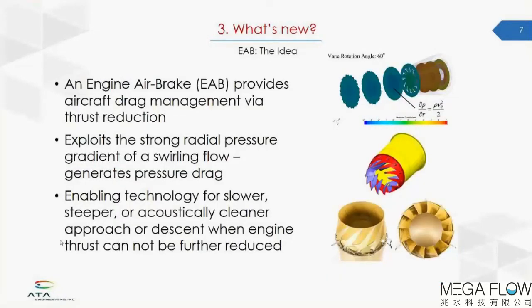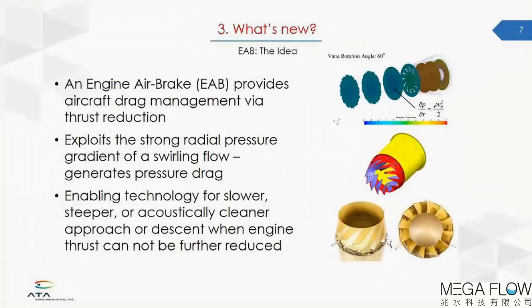So as I noted, the engines are powered, and so the desired drag is always countered by any residual thrust that we're making. Ideally, we could just shut off the engines and glide in, and that would be great for noise. But for safety, we can't do that because we have to be able to get to full power in the event of a go-around. So this slide introduces what's new with our approach. That is the idea behind the engine air brake.